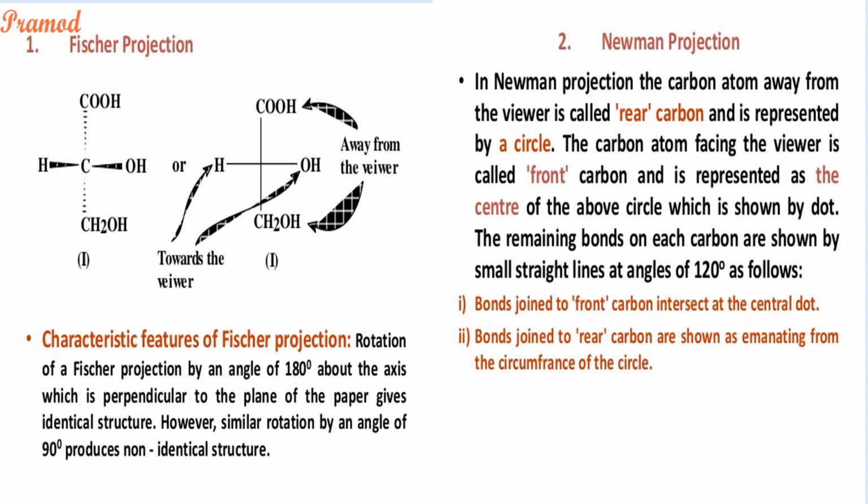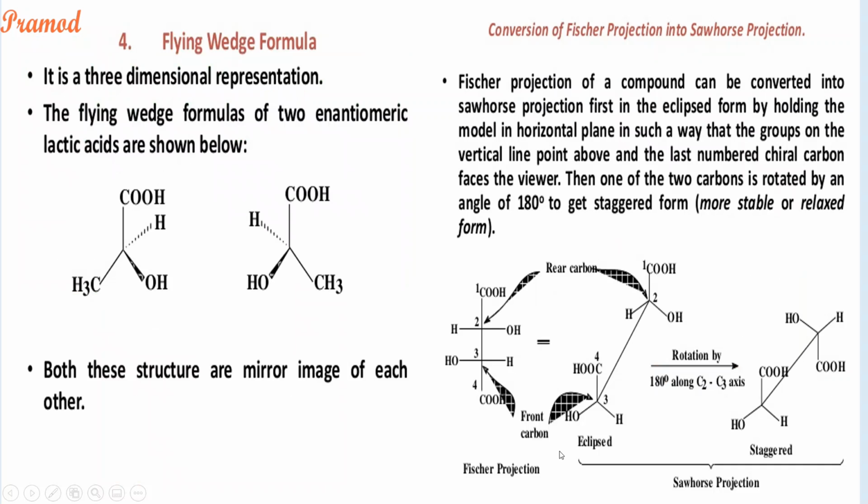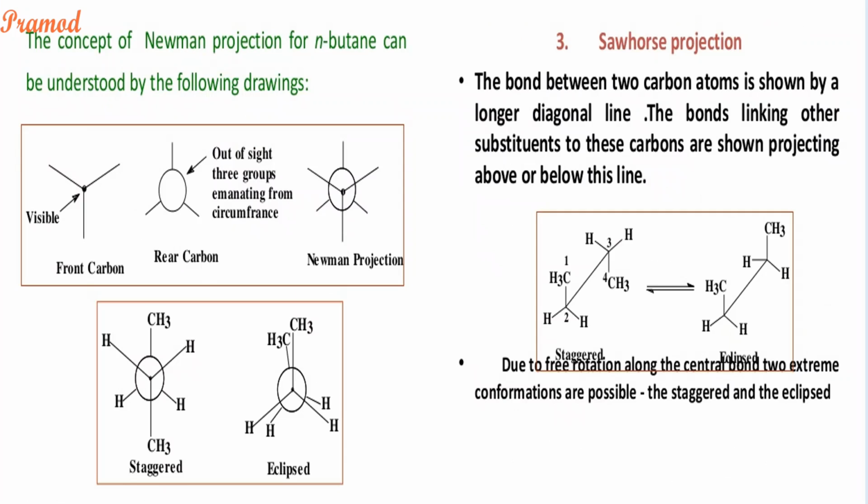So what is Newman's projection? In Newman's projection, the carbon atom away from the viewer is called the rear carbon. Let us see this in a particular example. The carbon atom which is away from you, that is out of sight, is represented by a circle, and the three groups attached to it are shown radiating out from the circumference. That is your rear carbon, the one behind.